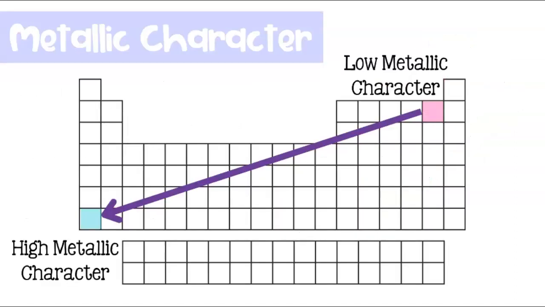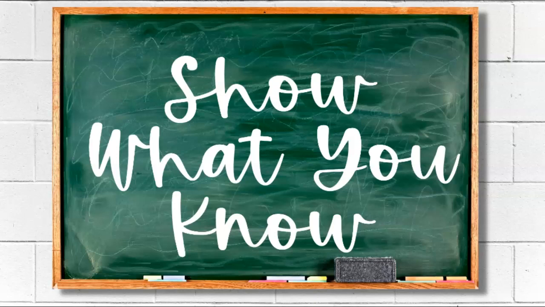Notice how the metallic character is the opposite of ionization energy and electronegativity. That's because atoms with less attraction to the electrons are going to more easily give up their electrons. Now go ahead and try the show what you know questions for this section.